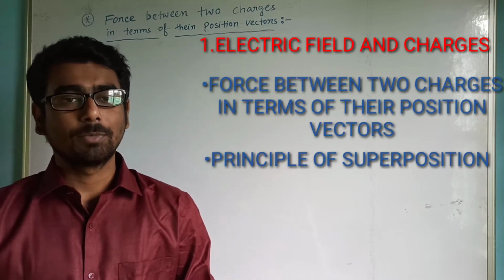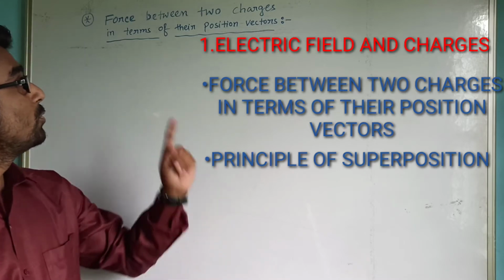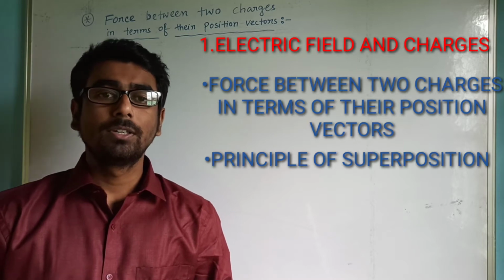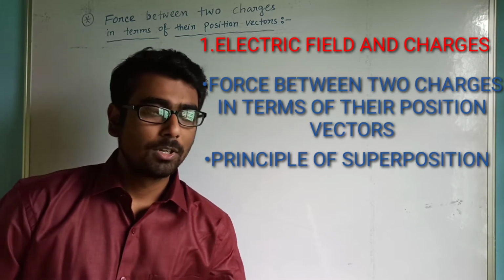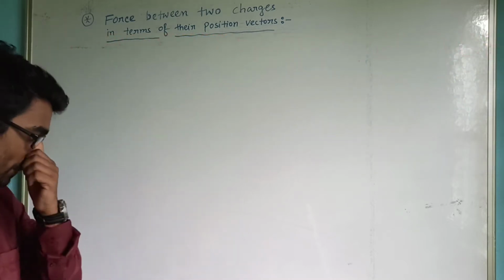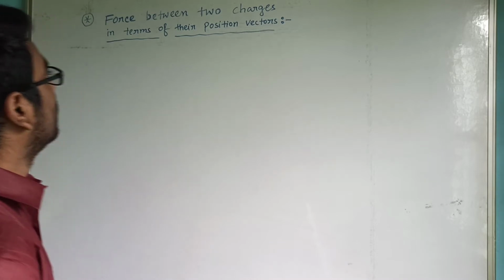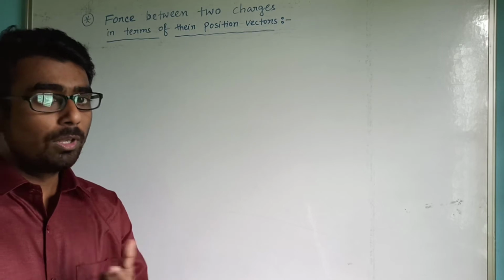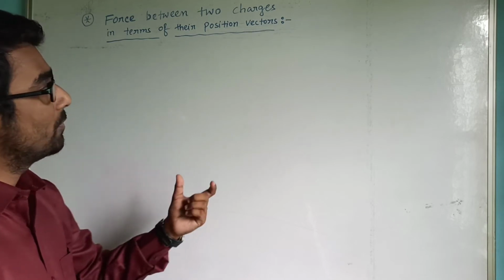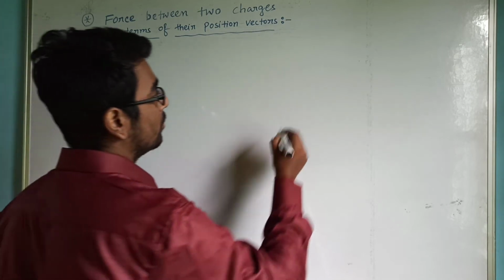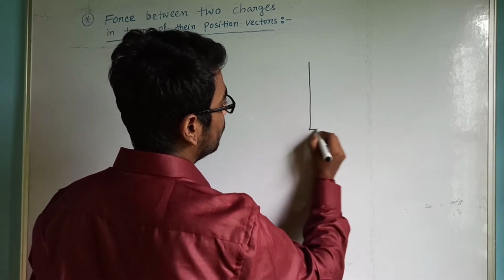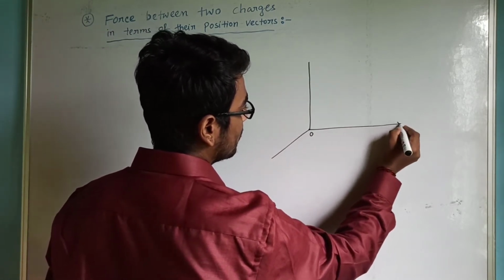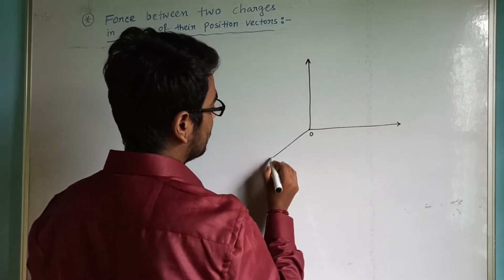Today we will discuss the force between two charges in terms of their position vectors, and the second topic will be the superposition principle. So let's start with the first one. The force between two charges will be the Coulomb force. In terms of their position vectors, first of all we need to draw the axes: x-axis, y-axis and z-axis.